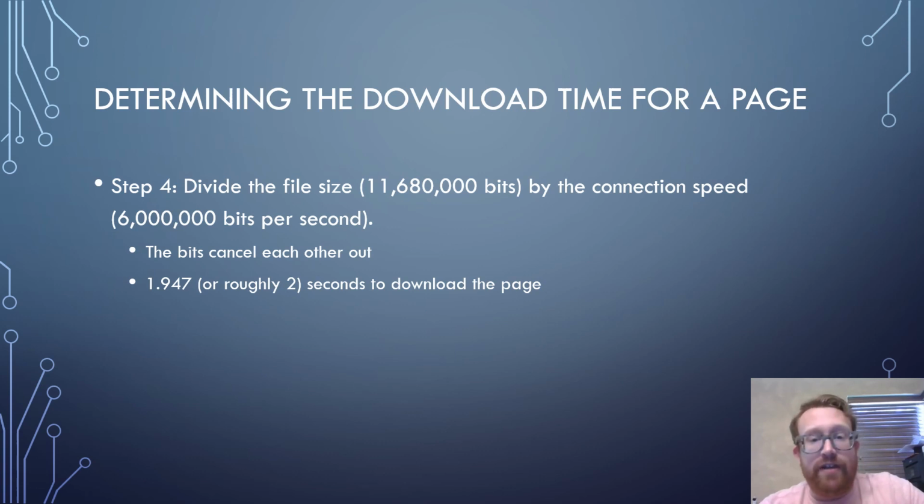You're going to divide the file size by the connection speed. We're going to use the connection speed of 6 million bits per second. The bits cancel each other out. 11,680,000 divided by 6 million. You can cross out these zeros. That will make your life easier. The bits cancel each other out, and it's 1.947, or roughly 2 seconds to download the page.